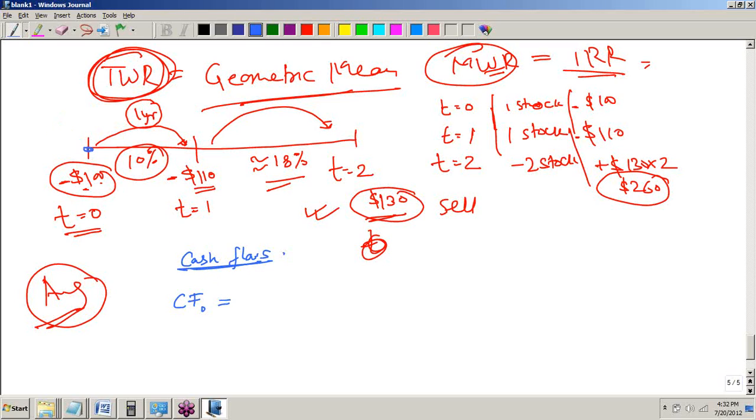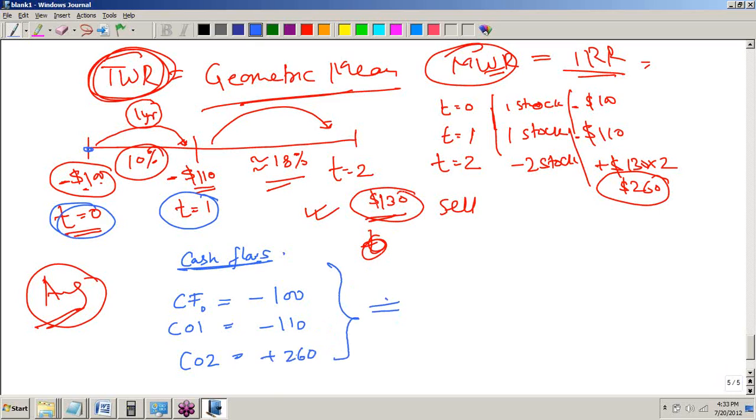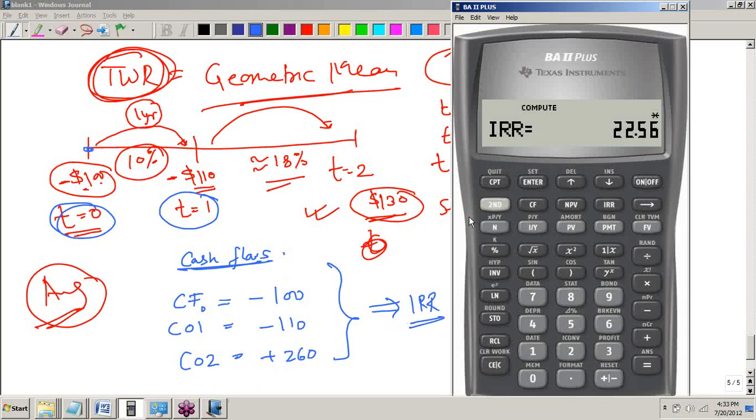CF0 is the investment at t equal to 0, which is minus 100. Then CF1 is the investment at t equal to 1, which is 110. Then CF2 is at t equal to 2, but here it turns out that you have got the money, you have not invested, so you have got $260. So you'll plug this in and compute IRR from your calculator.